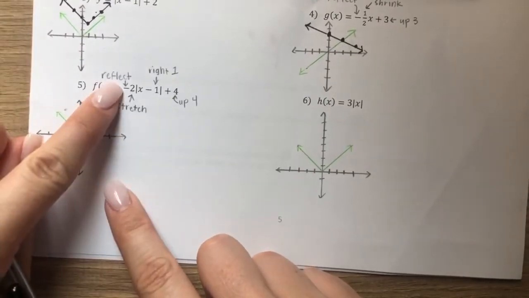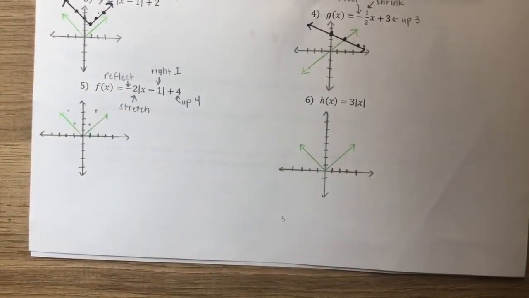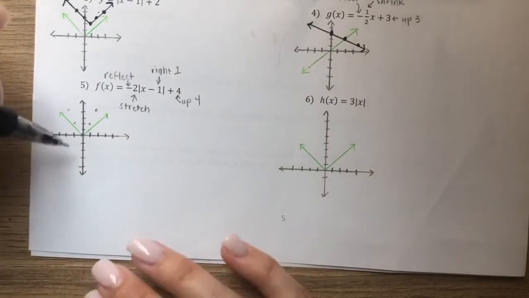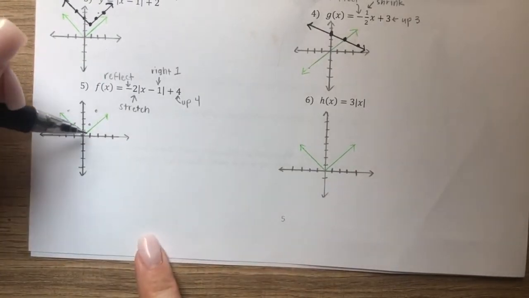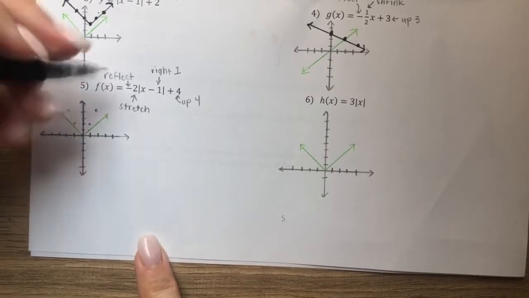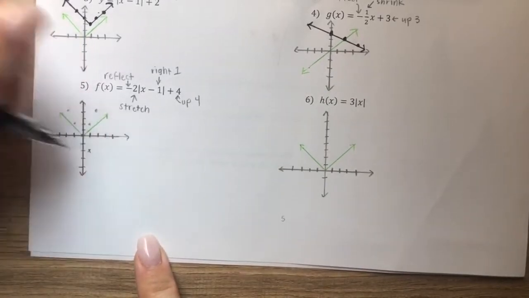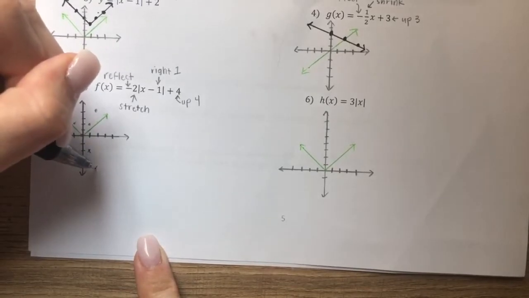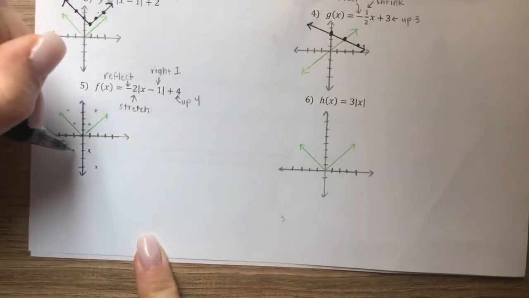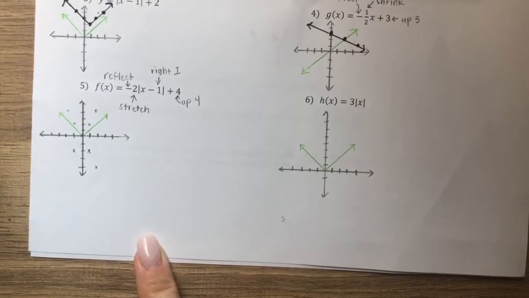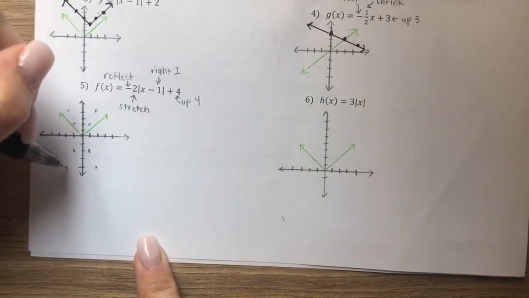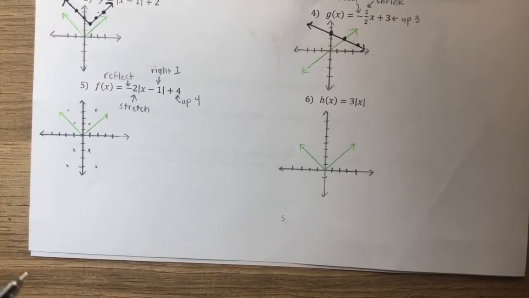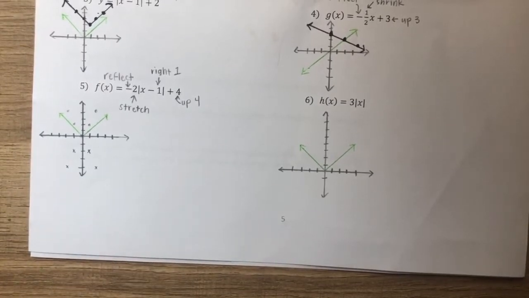Now we have to reflect it. So we just are going to take each of these points and flip them over the x-axis. So 0, 0 stays in the same spot. 1, 2 becomes 1, negative 2. And then 2, 4 becomes 2, negative 4. Negative 1, 2 becomes negative 1, negative 2, and then negative 2, 4 becomes negative 2, negative 4. So that's our stretch and our reflection, and then now we have to translate it.